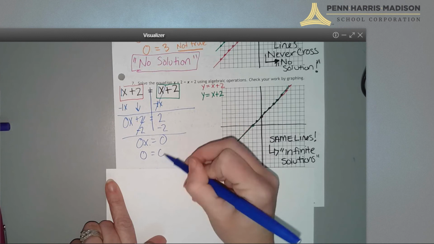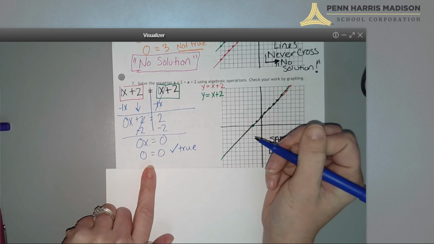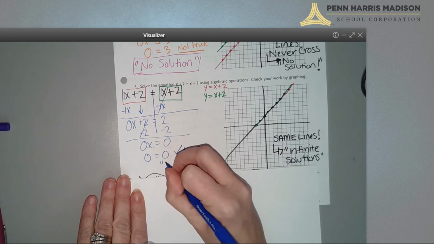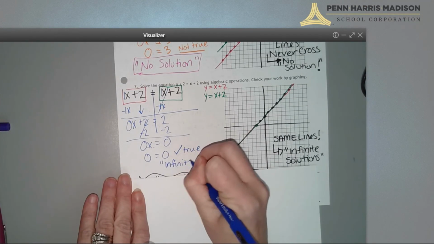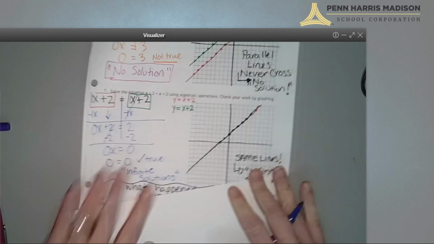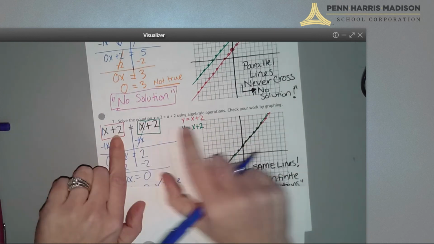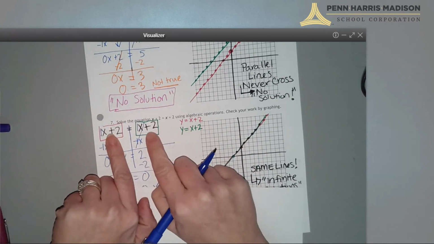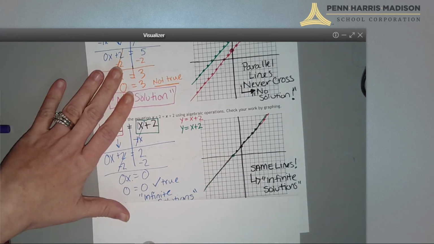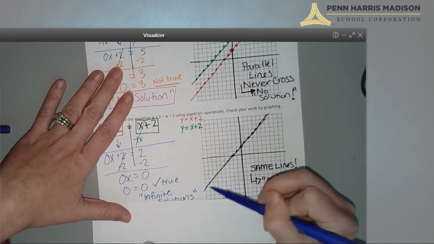Does 0 equal 0? Yes, it's true, okay? When my letters disappear and it comes out true, that is what we call infinite solutions. Infinite solutions. And what that means, guys, is that they were the same exact line. Look, x plus 2, x plus 2, they were the same. Some of you guys may have noticed that right away. When we graph each line, they are the same exact lines, meaning that every single number for one line is the same exact numbers for the other line.